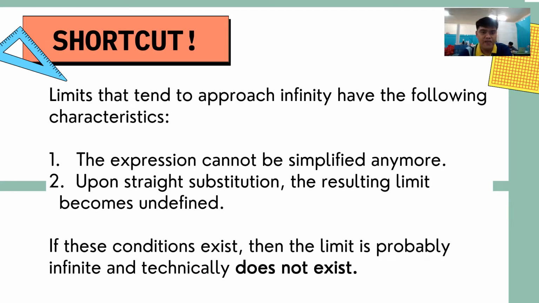Now, how do we know if the limit has an infinite limit at that certain value of x? Now, limits that tend to approach infinity have the following characteristics. Number one, the function or the expression in the limit cannot be simplified any longer. So it either has no common factors in the numerator and denominator, or the numerator is a constant. Now, upon straight substitution, the resulting limit should become undefined. Now, when these two characteristics occur, the limit of that function is most likely infinite and technically does not exist.